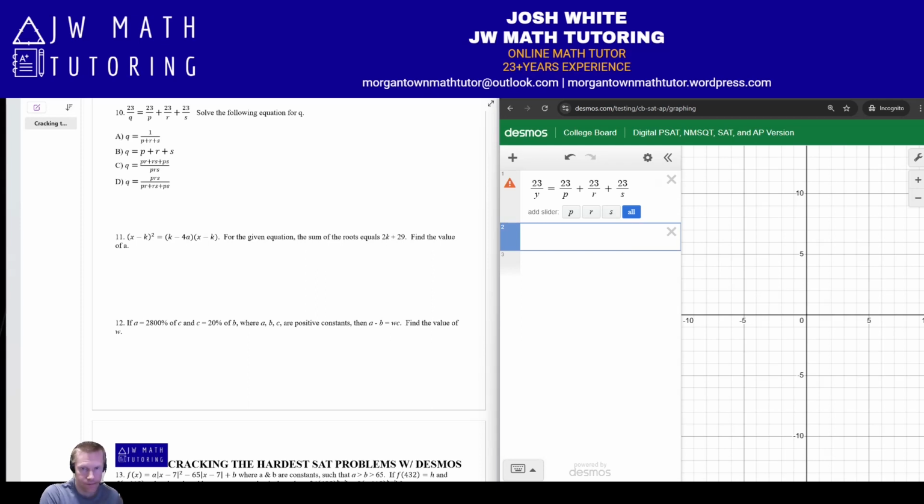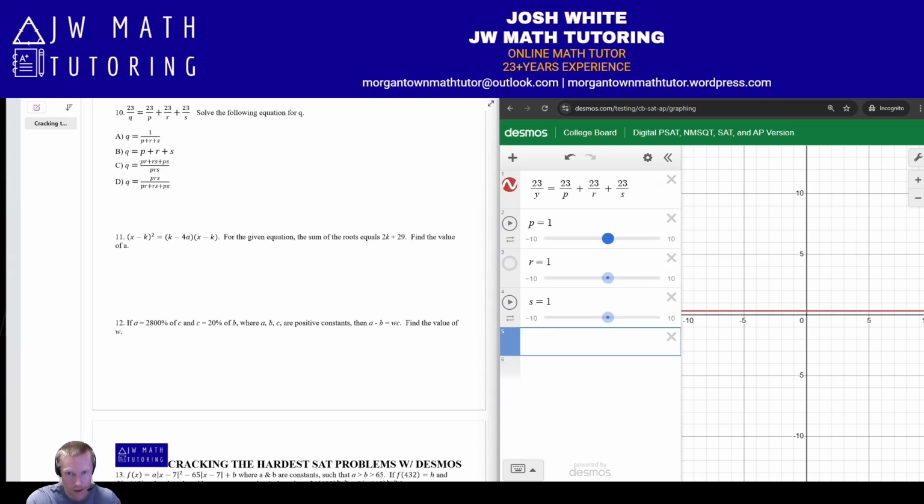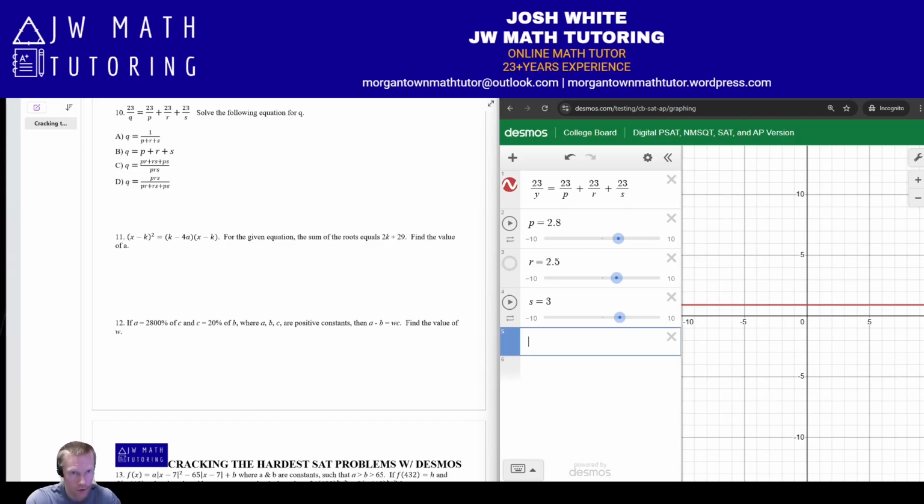Now, I just need to add some sliders for p, r, and s. So I'm just going to move p to whatever, 2.8, r to 2.5, s to whatever, 3. All right, so now I have a nice horizontal line here. Okay, so all we have to do is just type the answer choices. They're going to be horizontal lines as well, and we see which one completely overlaps the original line. So answer choice A clearly does not overlap it, so that is not correct.